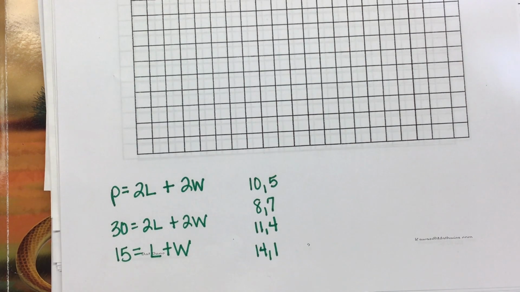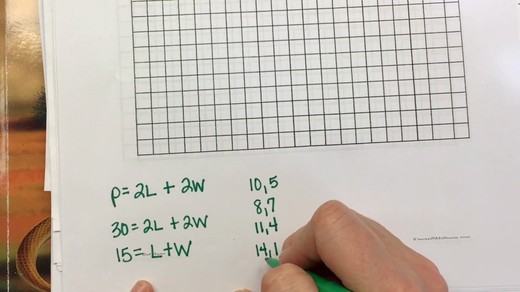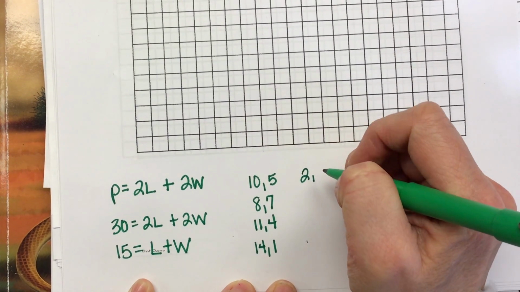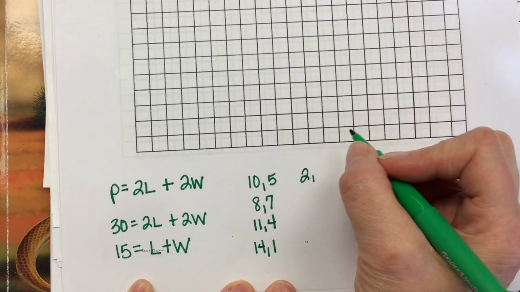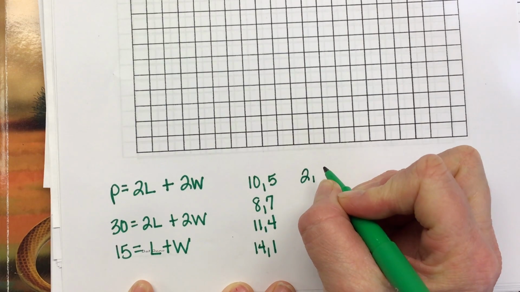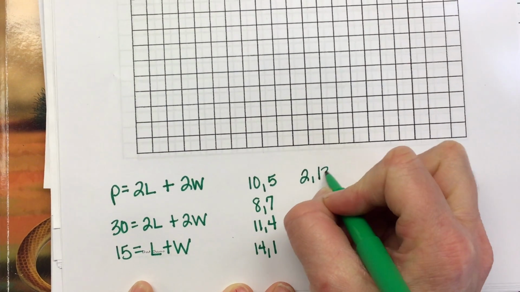Caden. 15 and 0. Well, we can't have a 0. Otherwise, the poor little horse would just have to be walking like on a tightrope, because there'd be no width. Right? So what else could we use? What about 2? 2 plus what is 15, Caden? 13. Okay, give me another one.